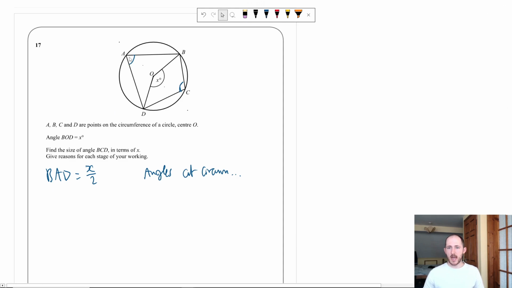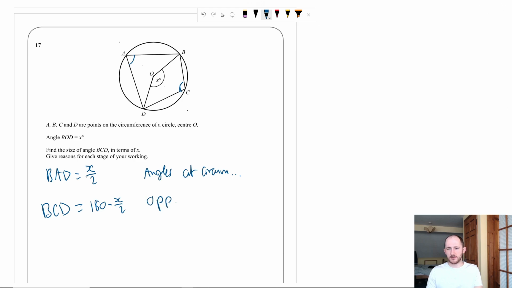And now, opposite angles in a cyclic quadrilateral add to 180. So what we know for angle BCD, this angle over here, and again, imagine if we actually had a number, let's say 50 degrees. What would you say? You'd say 180 minus 50. Well, instead of 50, we have x over 2. So it's 180 minus x over 2, and you're done.